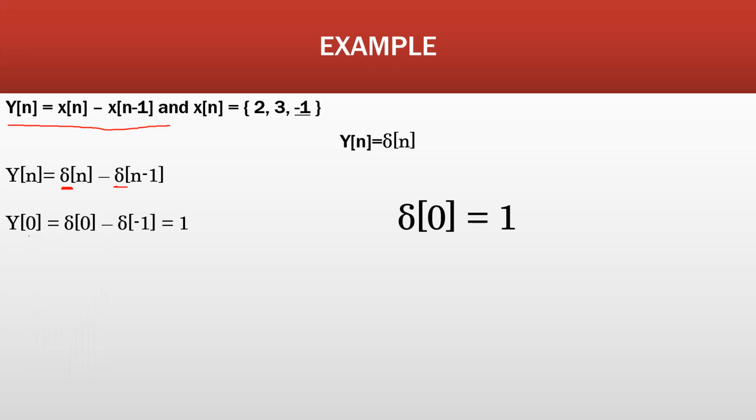Here n equals 0: delta of 0 minus delta of n minus 1, with n equals 0, so here it will become minus 1. As we know, the most important thing is delta of 0 equals 1. So this is 1 and this will give 0. 1 minus 0 is 1.